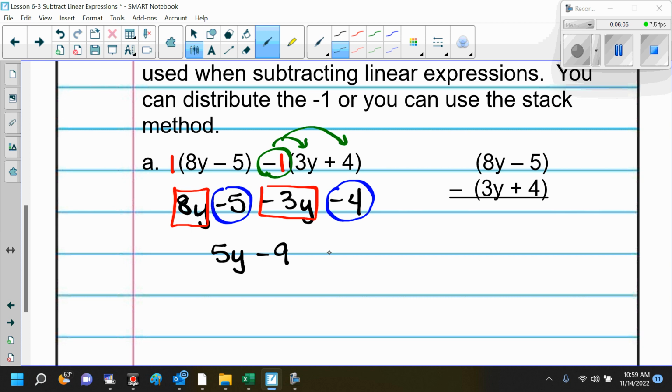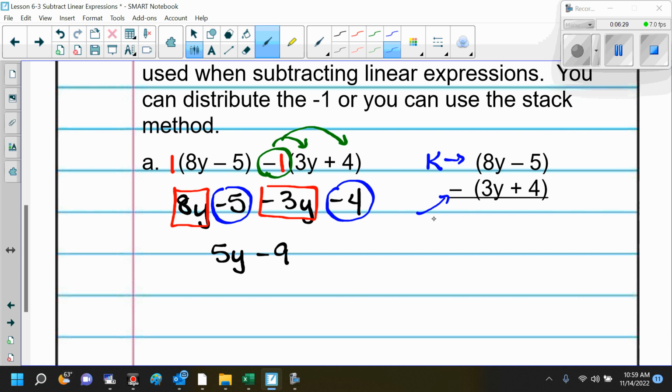Okay? Now, take a look at how it looks when we are using the stacking method. Okay? Now remember, when you are subtracting, you're going to keep, change, change. Right? Now, what are we keeping and what are we changing? So here, we're going to keep this expression, this first expression.